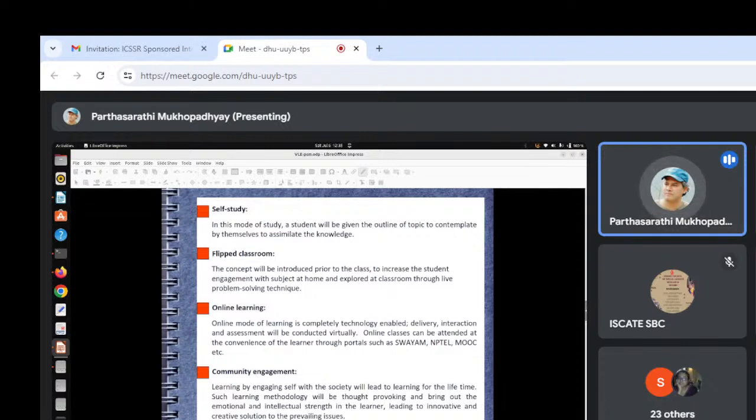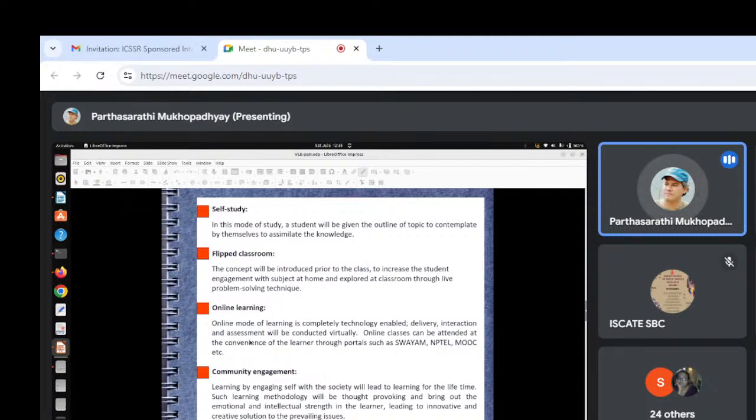Classroom, you basically use for problem solving. They will come prepared with the course material. If they don't understand anything, they will tell you, you will explain. Then you utilize your classroom for problem solving. That is the concept of flipped classroom.